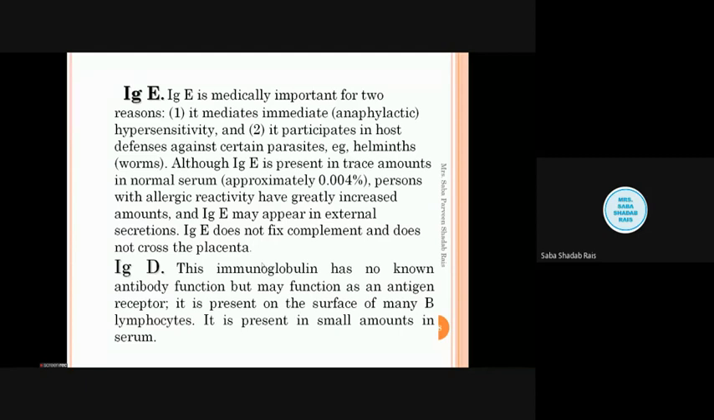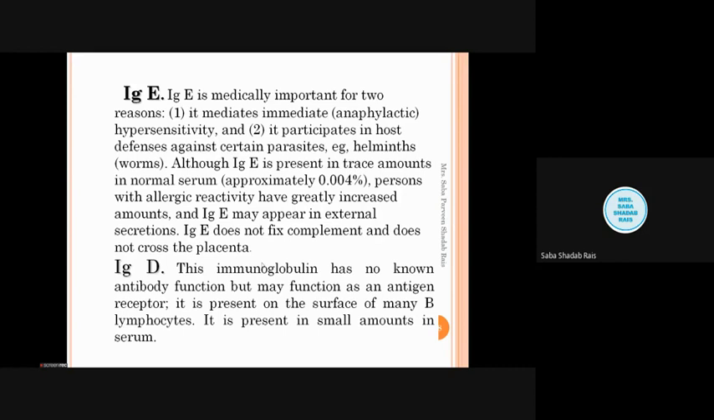Although IgE is present in trace amounts in normal serum, 0.04, the allergic person will have a greatly increased amount. IgE may appear in external secretions. IgE does not fix any complement and it cannot cross the placenta.